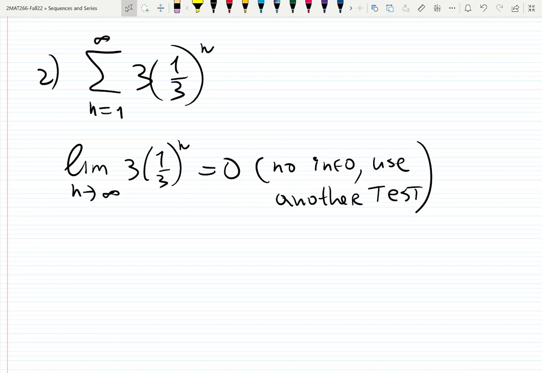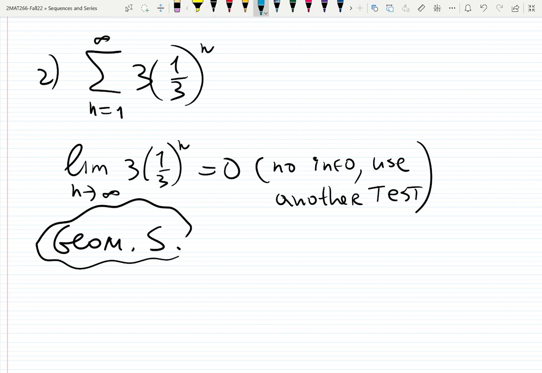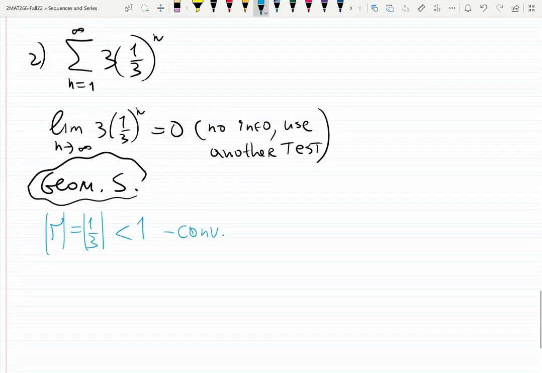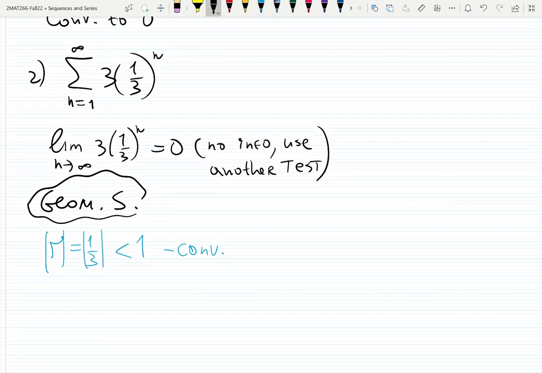This is a geometric series. The geometric series has r equals 1/3 for this case. By absolute value, it must be less than 1 in order for the series to converge. So now we do know it converges. But now we ask, converges to what? That's upsetting, because now we have to calculate it. How to calculate it? That's a pretty cool idea.